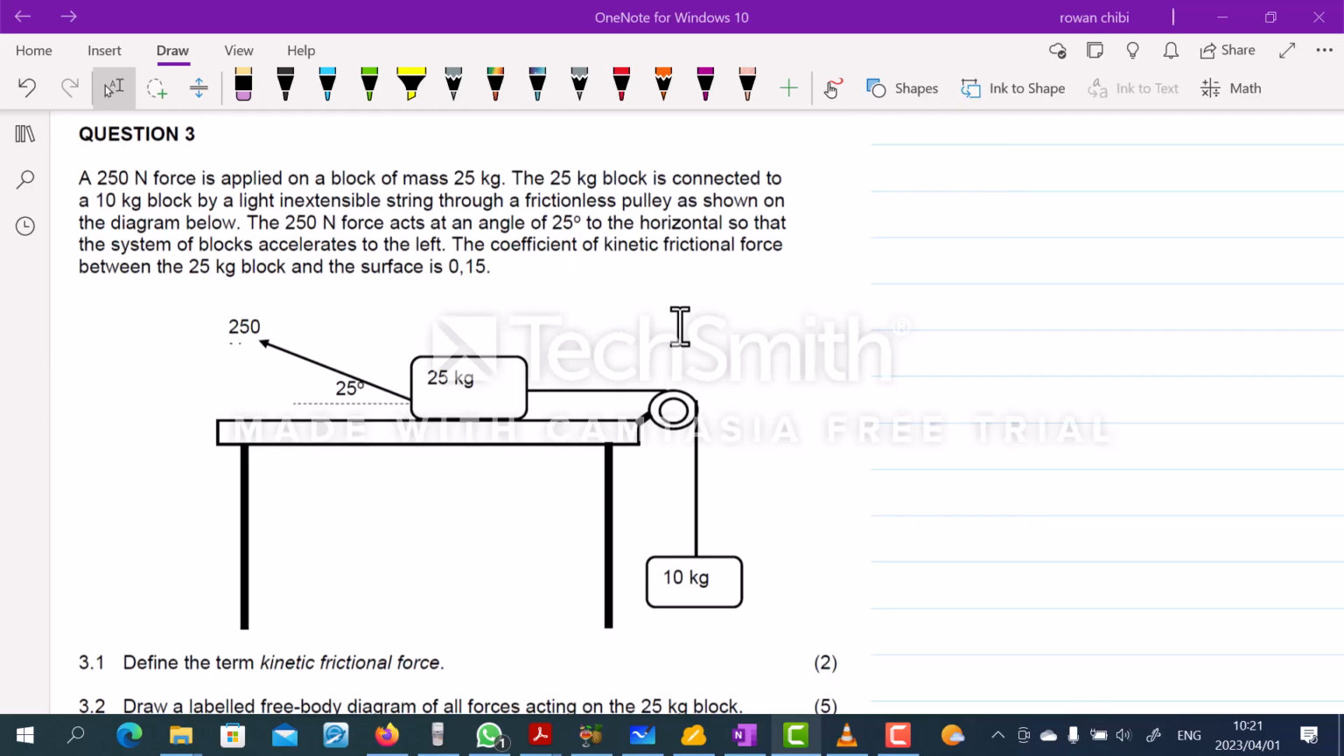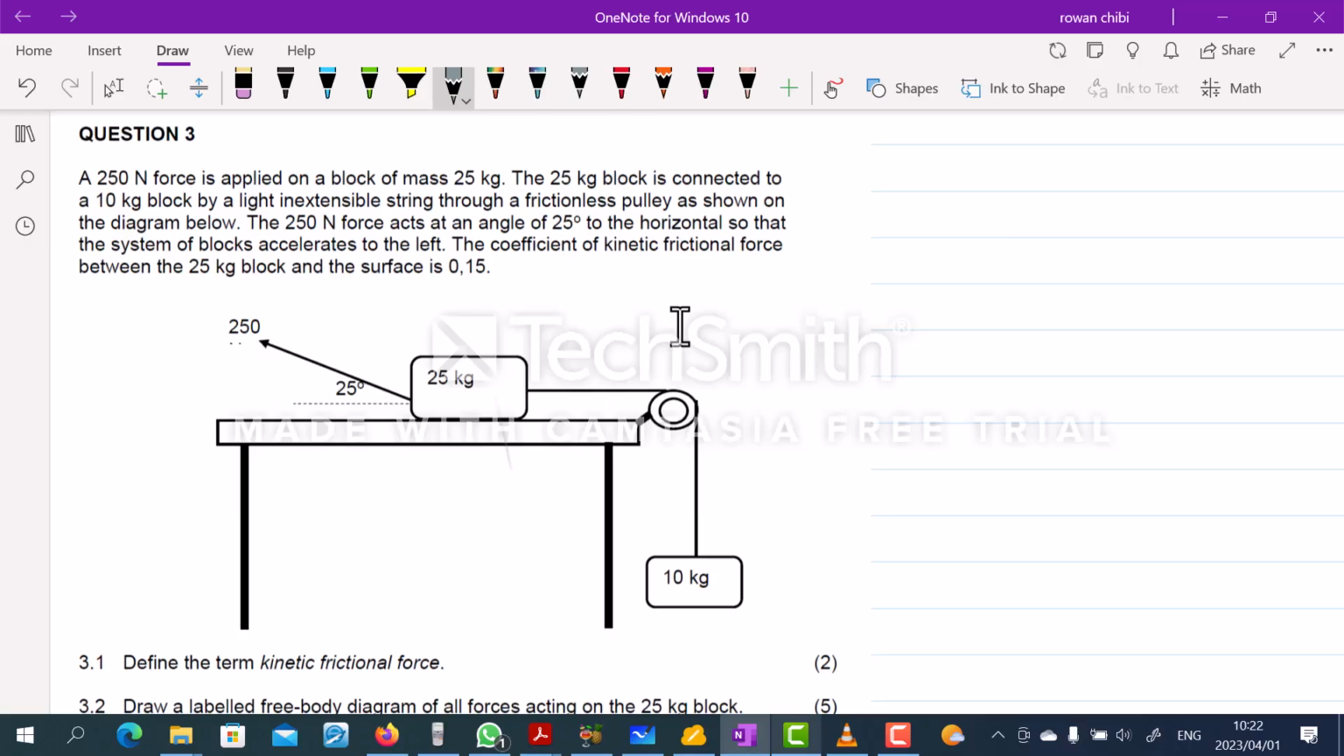The statement says, a 250 Newton force is applied on a block of mass 25 kg. The 25 kg block is connected to a 10 kg block by a light inextensible string through a frictionless pulley as shown in the diagram below. The 250 N force acts at an angle of 25 degrees to the horizontal, so that the system of blocks accelerates to the left. The coefficient of kinetic frictional force between the 25 kg block and the surface is 0.15.